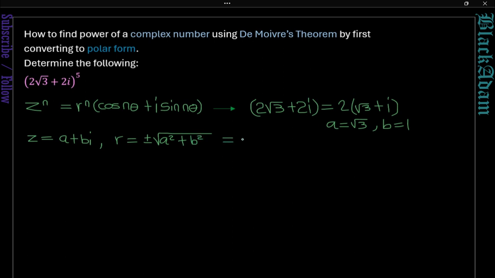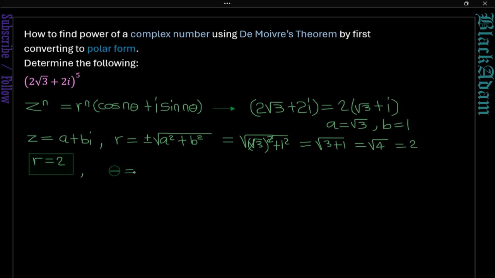So that means we're going to have a root, maybe positive or negative depending on the angle, which is root of root 3 squared plus 1 squared. Root 3 squared gives us 3, and 1 squared is 1, and 3 plus 1 is 4. Root 4 is 2, so r is 2. Our intention now is to get the angle theta.